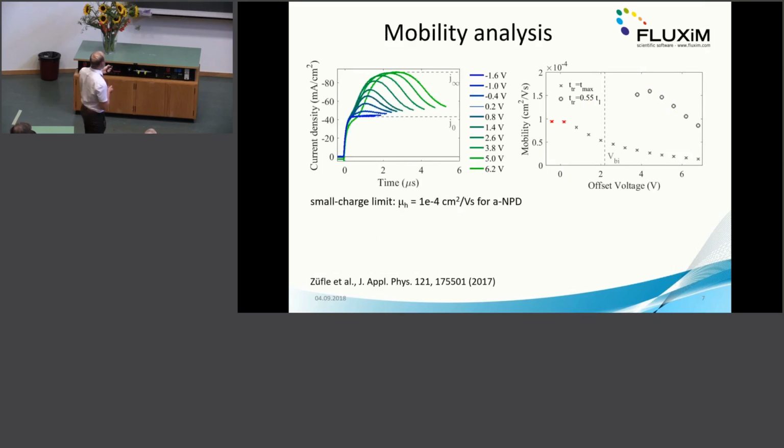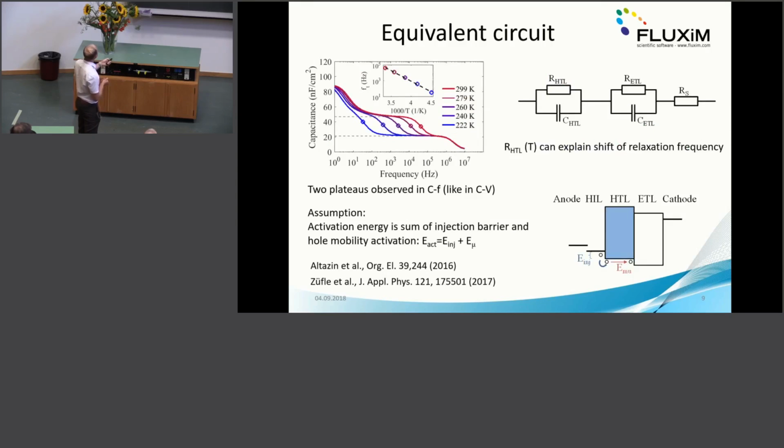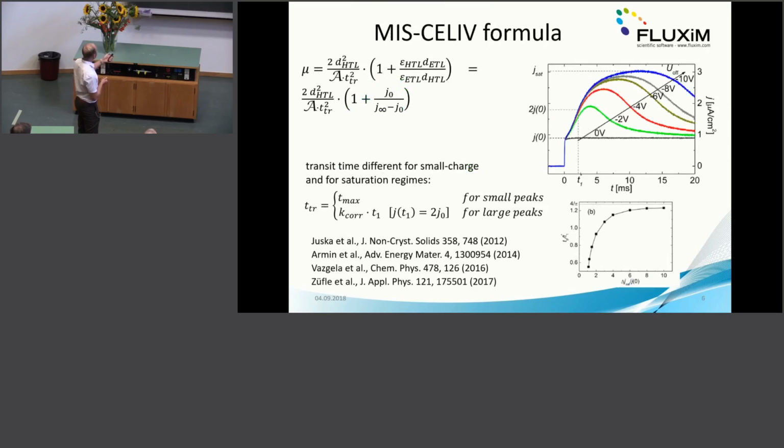In MIS-CELIV, there is an analytic framework to estimate the mobility from either the peak position or from this initial slope. This is valid in case the holes are all accumulated on one side. So this can be applied, and this is the literature for the MIS-CELIV theory. We could analyze this transit time using this specific formula.